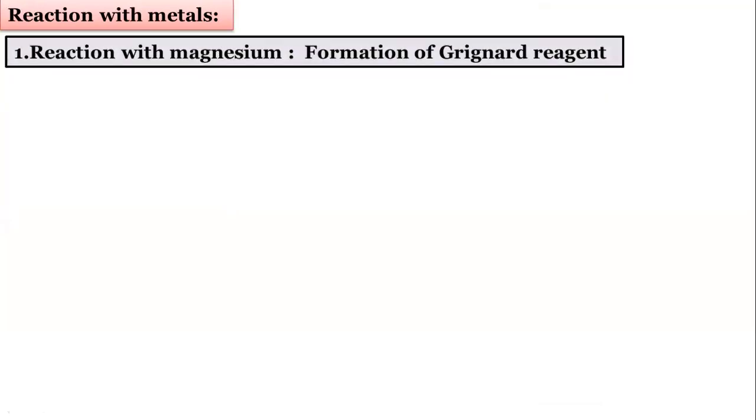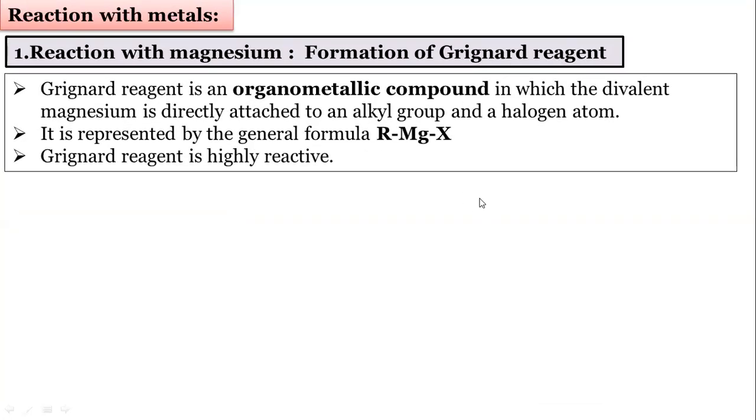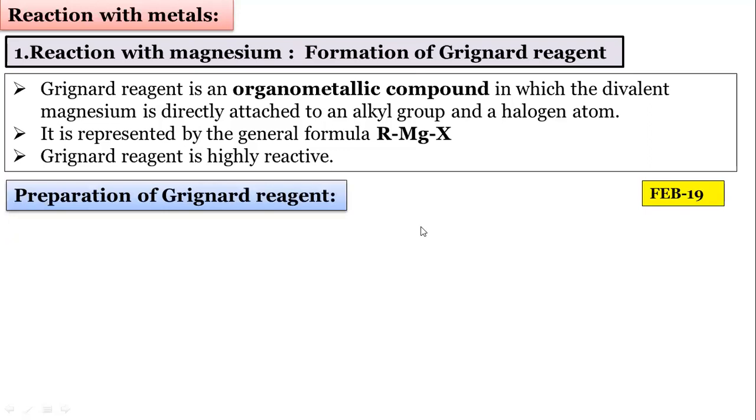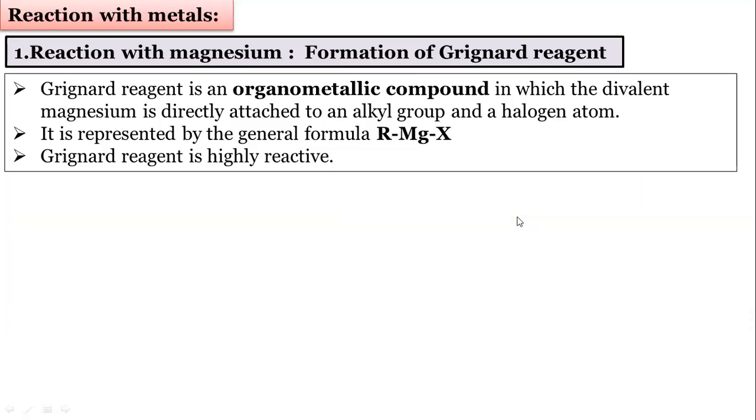First one is reaction with magnesium. This reaction with magnesium is a very famous reaction. It is called the formation of Grignard reagent. For this reaction, the scientist Victor Grignard got the Nobel Prize. I will explain first: what is a Grignard reagent?